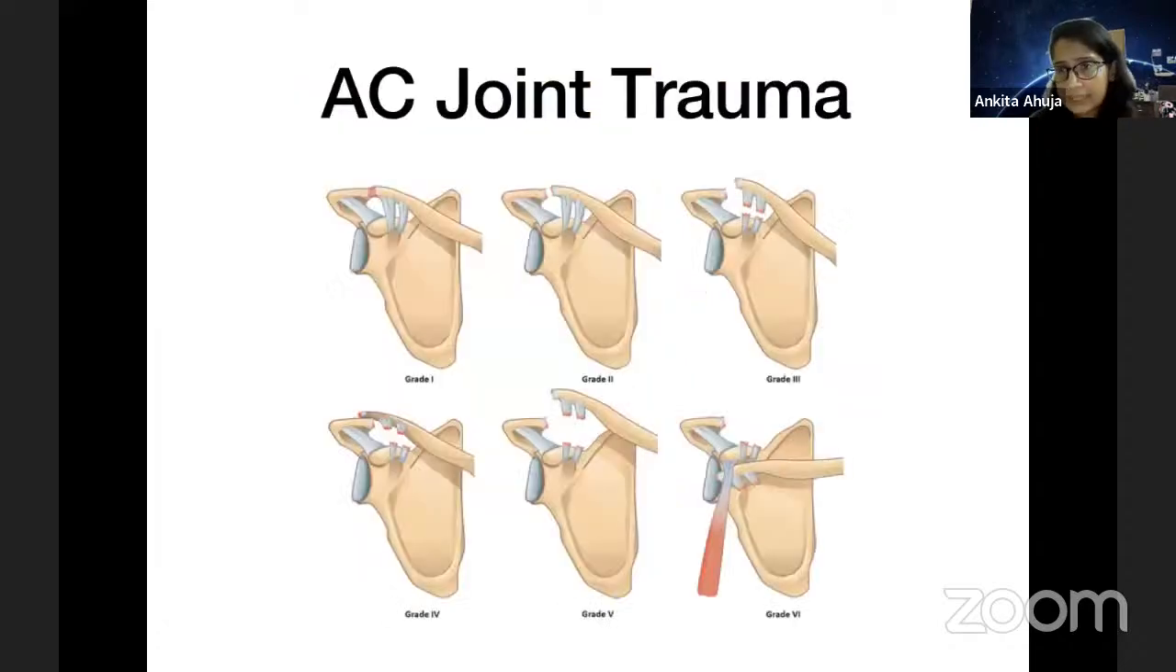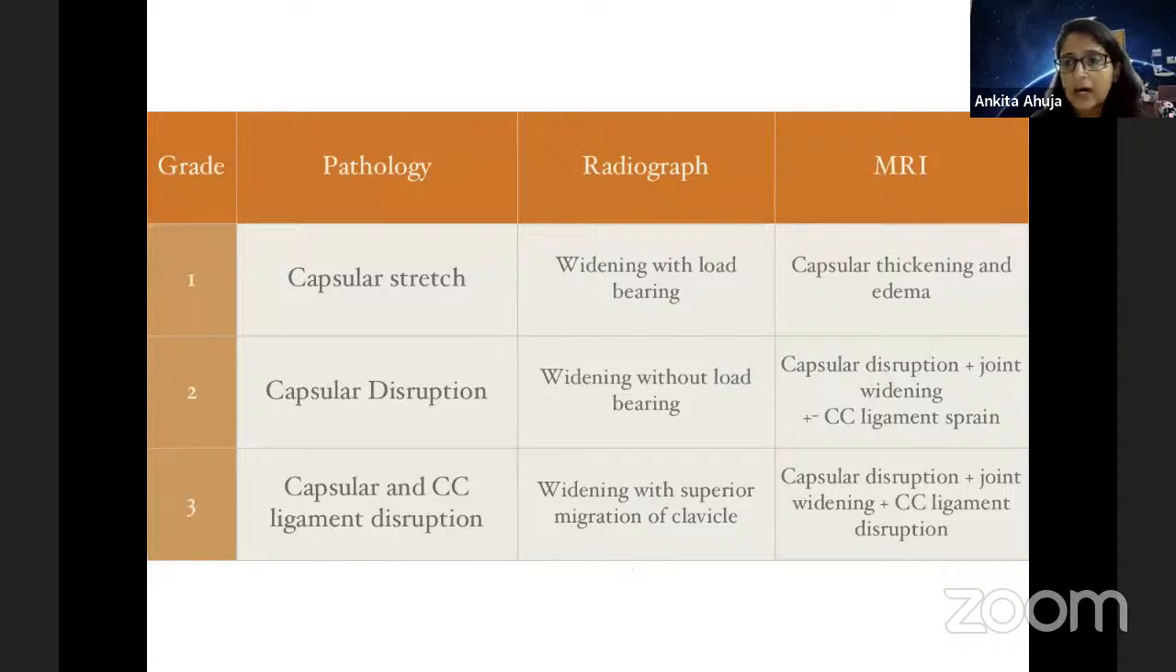Then moving on to the last bit in the acromioclavicular joint, which is trauma. So there are 6 grades. It is important to differentiate grade 3 from 4, where the management changes. And as you all would be aware, it goes from conservative to surgical if we go from grade 3 to grade 4.